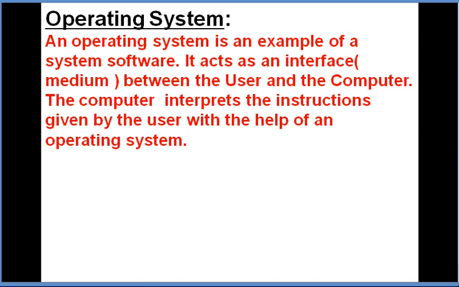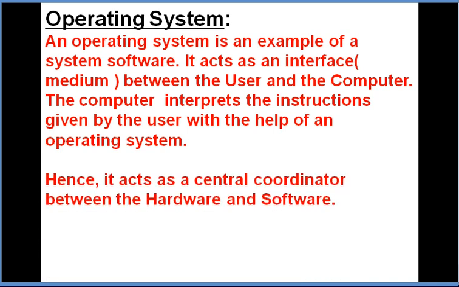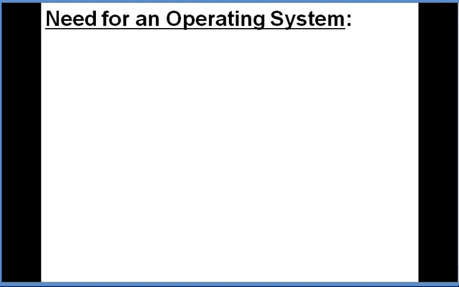The computer interprets the instructions. It translates the instructions given by the user with the help of an operating system. Hence, the operating system acts as a central coordinator between the hardware and software. It is a kind of link in between hardware and software. It is going to be a part of communication. It is going to let them communicate with each other.